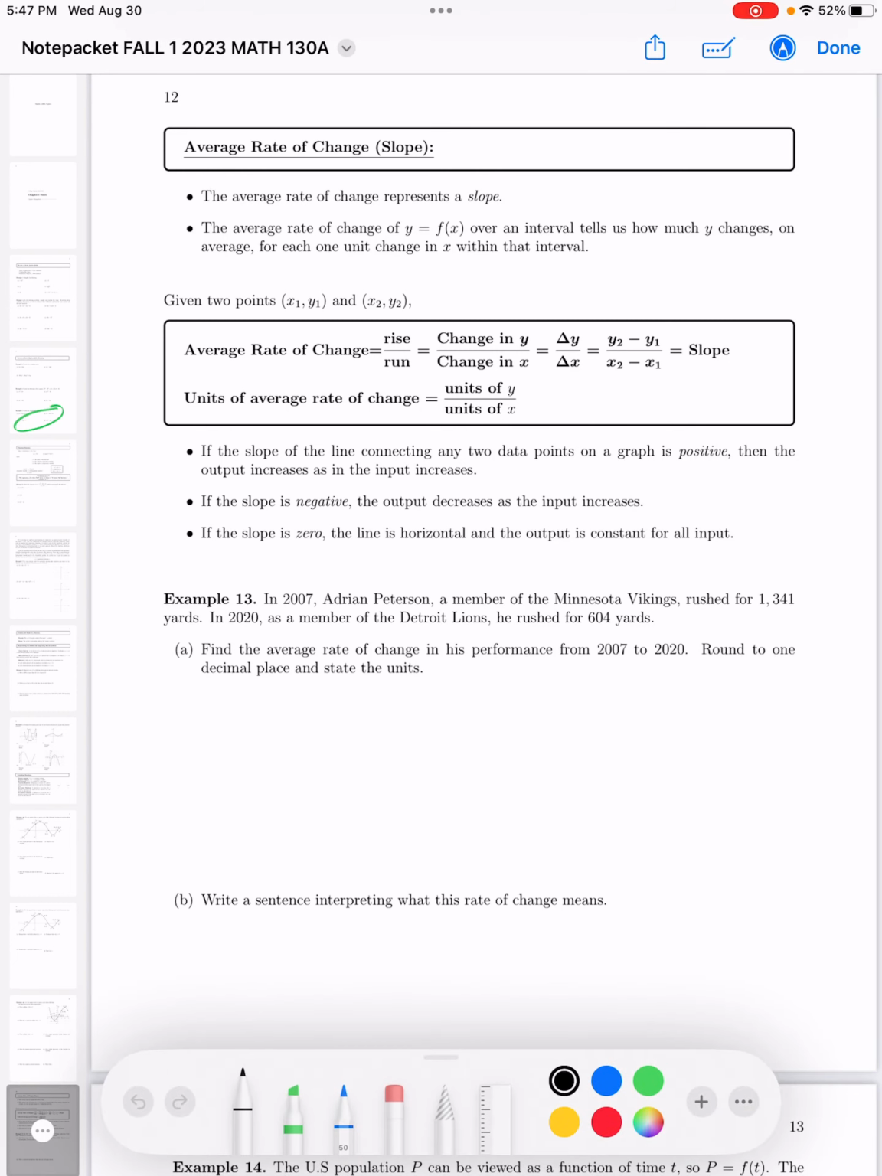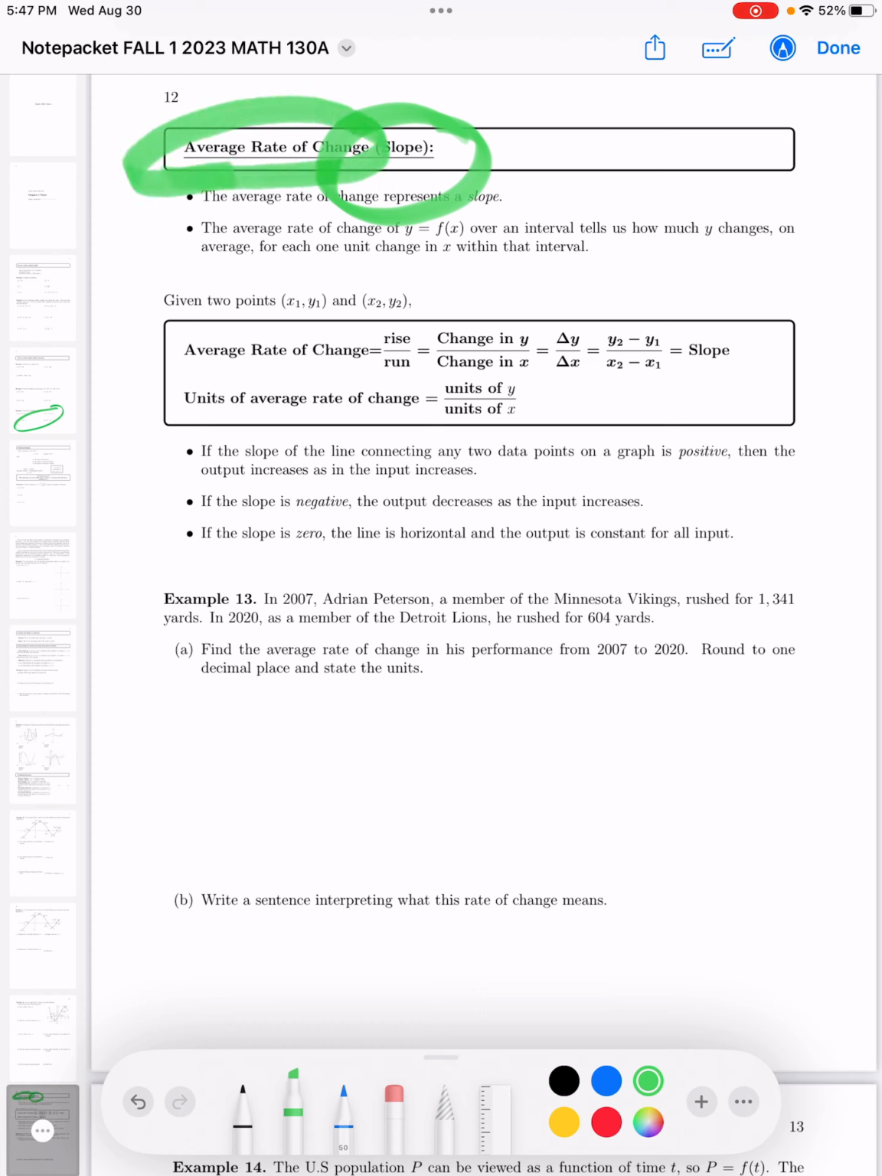All right, we're done with those graphs for a little bit. We're going to go back to a topic that you probably already heard of, and that is slope. Now, we're going to make it sound a little bit fancier because we're in college now, so we're going to call it this average rate of change.